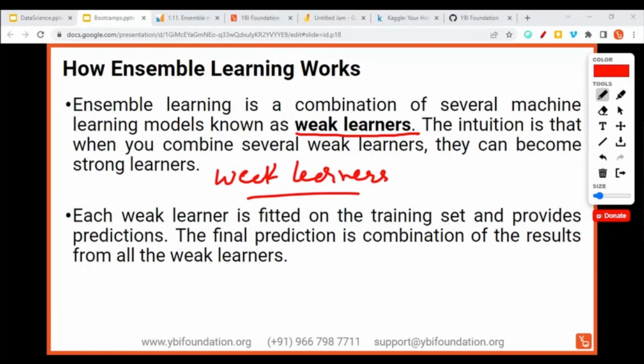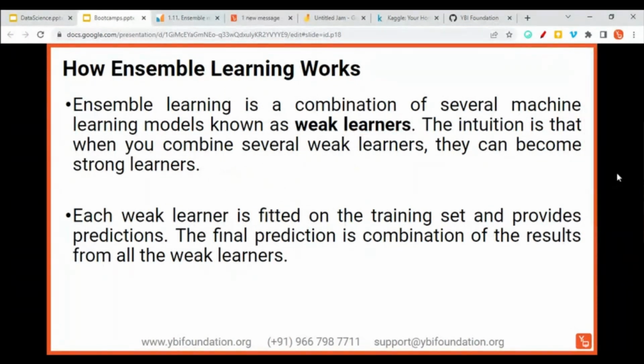So for individual models, I'm not saying they are inferior, substandard, or having a large error. No, that is not the meaning. But we are labelling them as weak learners, and if we put many weak learners together, they become a strong model. That is the intention.